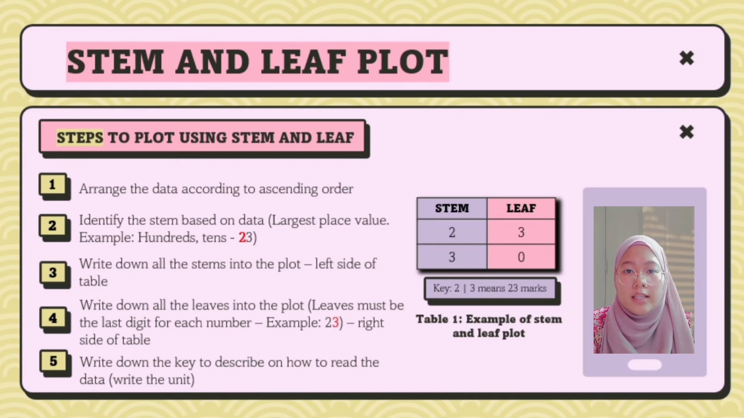I already put the example of plotting stem and leaf plot. After we had identified all the stems, we must write it at the left side of the plot. As you can see, based on the example given, the stem should be right at the purple color column.